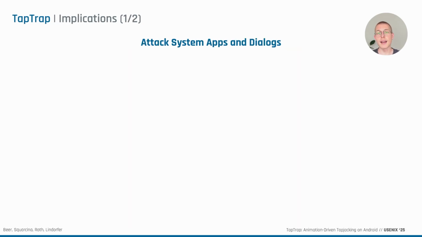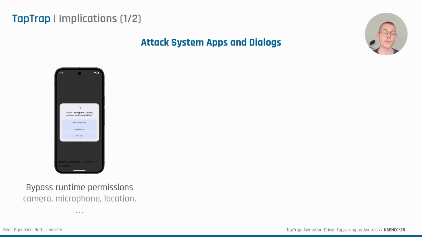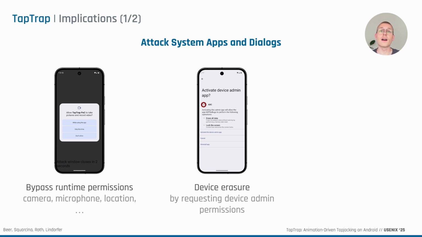What are possible implications of TapTrap? One possible implication is to attack system apps and dialogues. An attacker can, for example, lure the user into granting sensitive runtime permissions, such as, for example, access to the camera or to the microphone. Another implication is device erasure. An attacker can lure the user into granting the special device administrator permission. And with this permission, an attacker can erase the complete device.